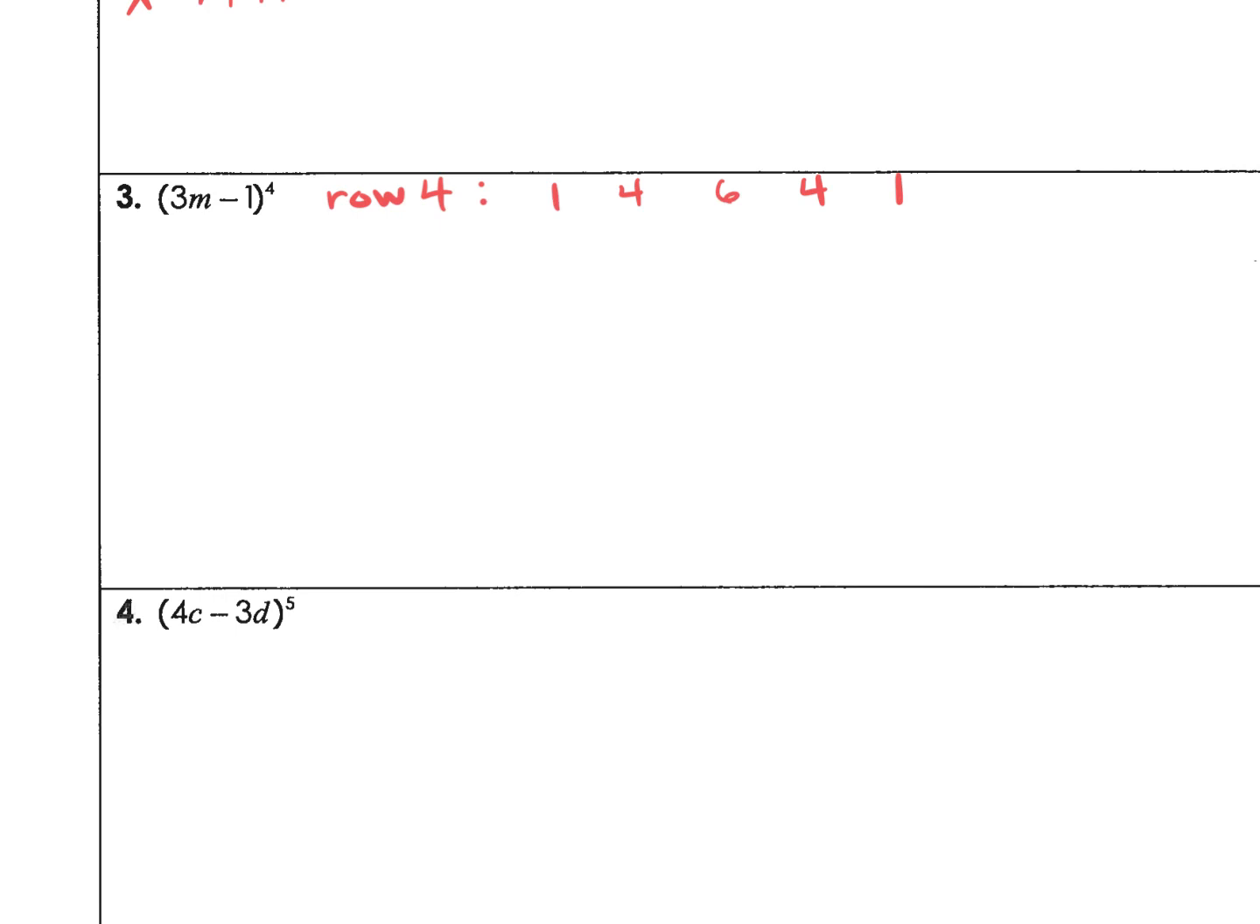So now do the expansion with A and B, and then plug this in for your A, and plug this negative 1 in for your B. So negative 1 is B, and 3M is A. So double check and make sure you got your AB row right, and then plug in.